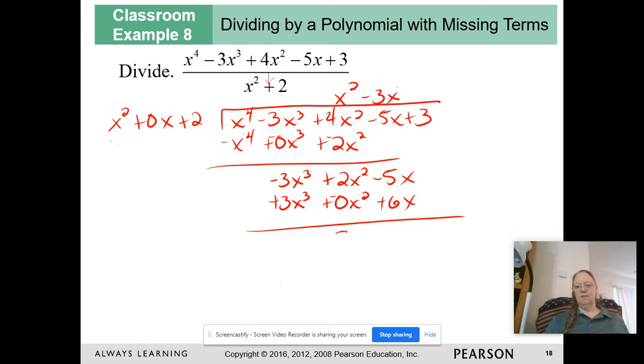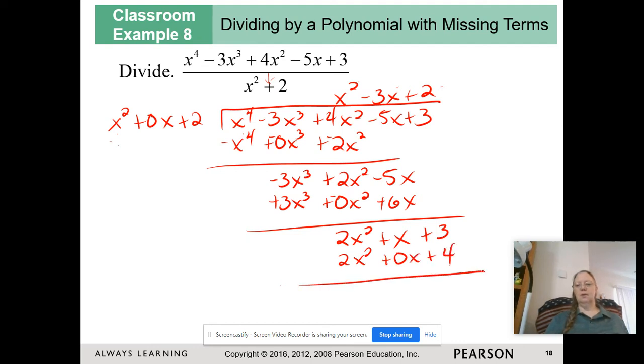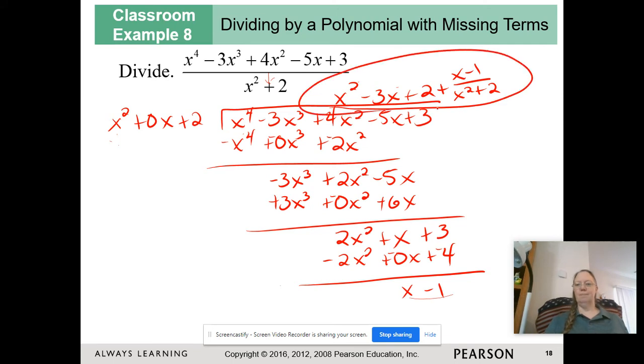And that cancels. I've got 2x squared plus x, and bring down the 3. And divide. And distribute. And change the signs. And add. This is going to be my remainder. So I'm going to have my x minus 1 over, we don't have to write the missing term when we write it as a fraction up here, so we can just write the x squared plus 2. Like that.